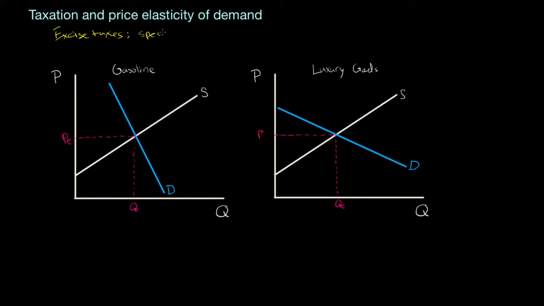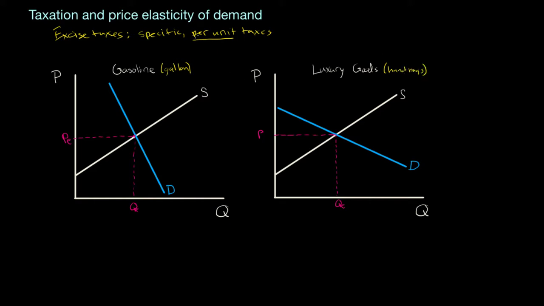An excise tax is placed on a particular good. We're talking about what we call specific per unit taxes. Per unit means that these taxes are applied to every unit of a good that is sold. For example, in the market for gasoline, this might be a per gallon tax. And in the market for luxury goods, this might be a tax on each handbag.